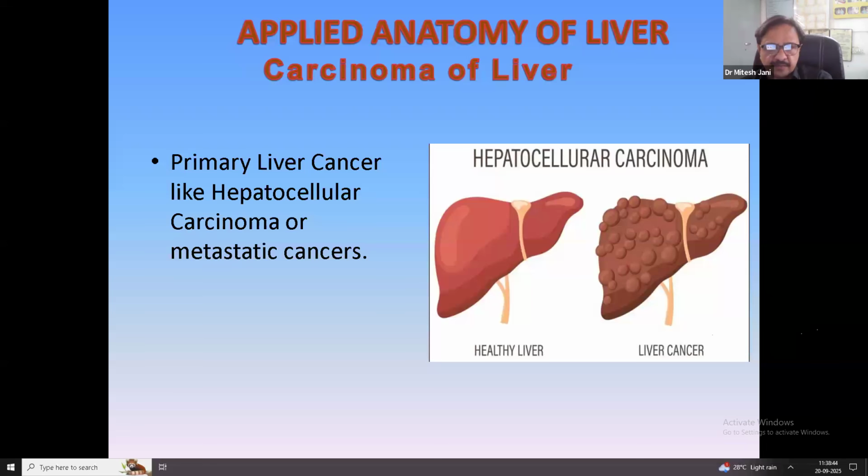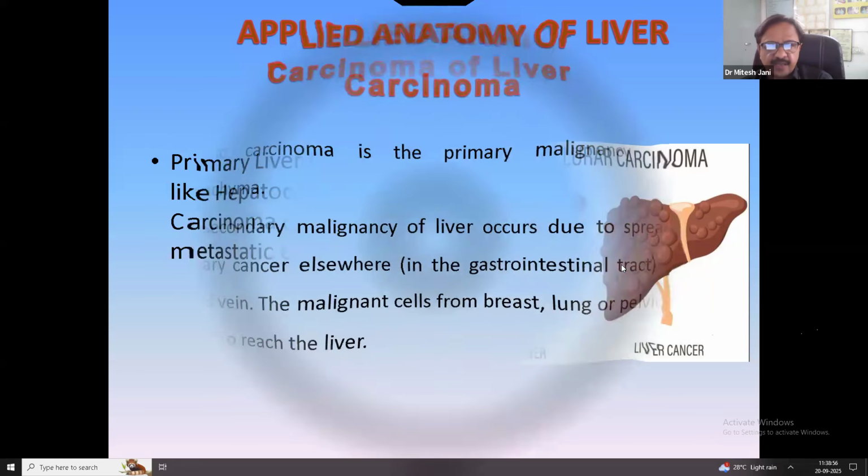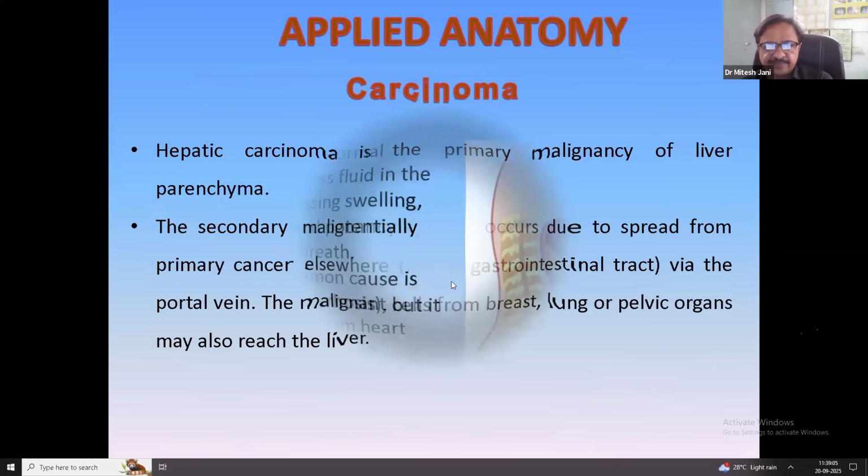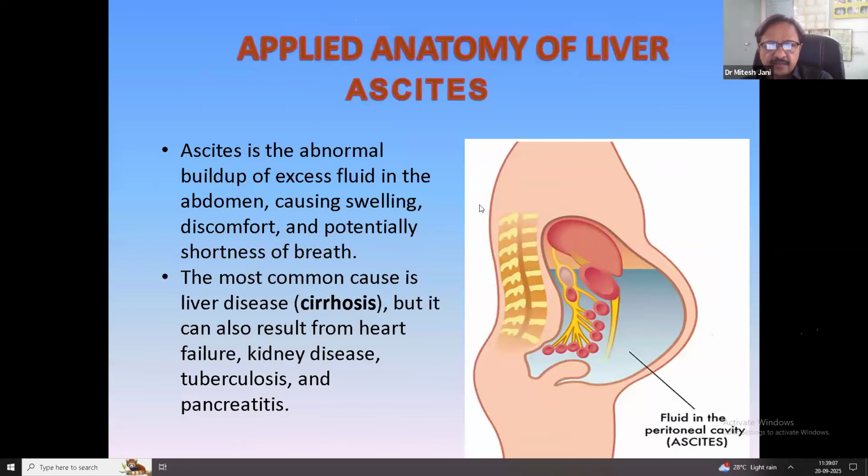Carcinoma of the liver, primary liver cancer like hepatocellular carcinoma, or metastatic cancer. These are the features which we see in liver cancer. Hepatic carcinoma is a primary malignancy of the liver parenchyma, and secondary occurs due to spread from a primary cancer elsewhere. And the last one is ascites.